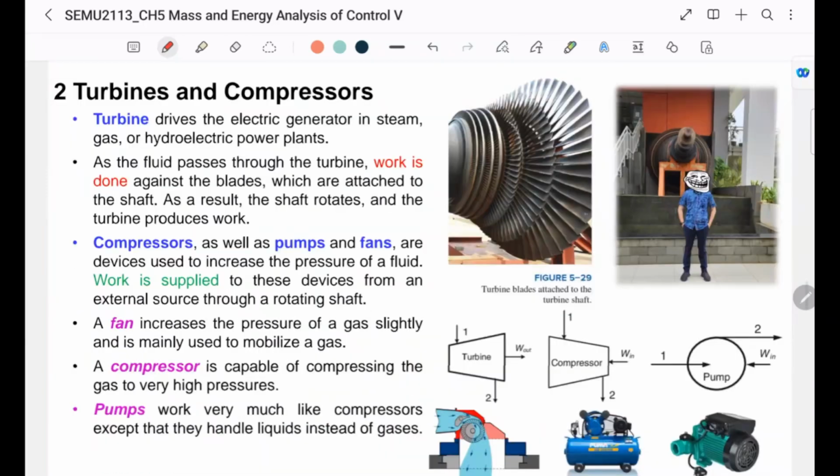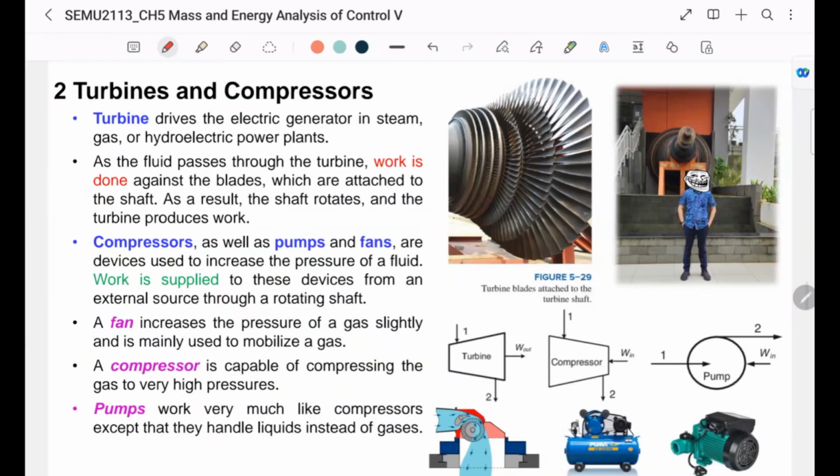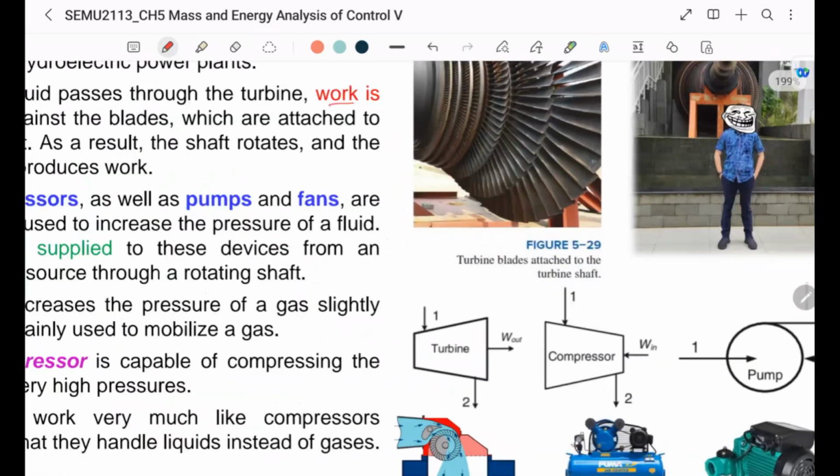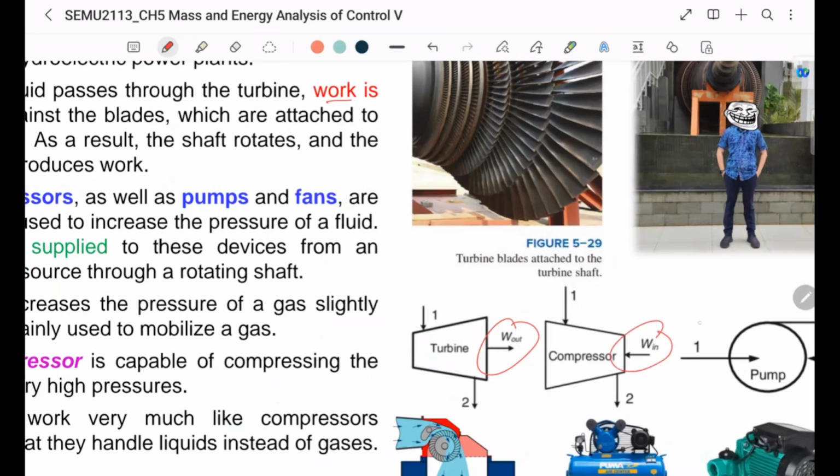Then next, turbine and compressor. Okay. So unlike nozzle and diffuser, turbine and compressor is meant for work transfer. Okay. In fact, turbine, we use it to transfer the work. Okay. Work is done by turbine. So from the flow, we transfer the work. The flow does the work, and then there is a work out for sure for turbine. Okay. For compressor, we give a work in for it to do the work to the flow.